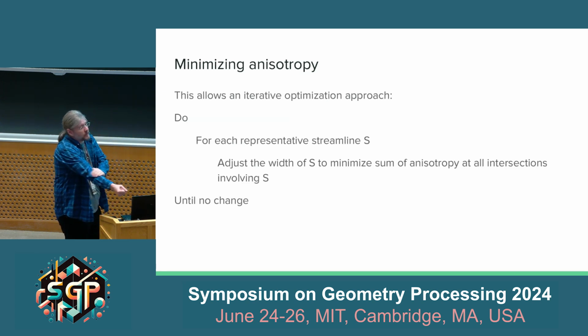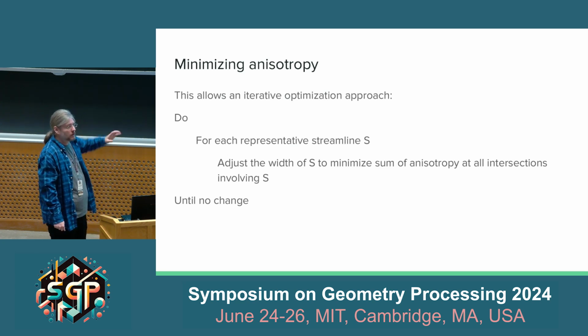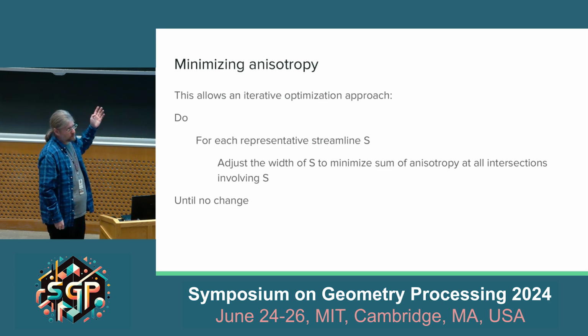And the optimization process is really straightforward. It's a greedy approach. We iterate over all of the streamlines in our representative set. We change the width of the streamline to minimize the anisotropy over all of the collisions it goes across. And we repeat doing this process until there's no further change.